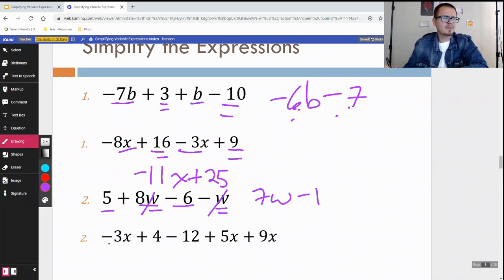Last one, a little spicy. A little pepper on it. Nothing crazy, though. It's got 3 x terms. Just add them all together. So what's negative 3 plus 5? Well, that's positive 2. Positive 2 plus 9 is 11. So 11x. And then a 4 minus 12, that's negative 8.